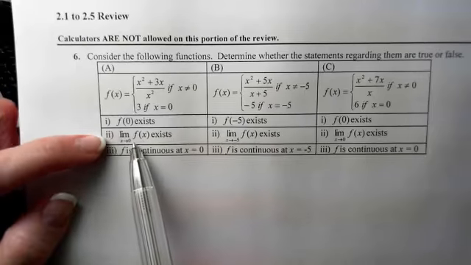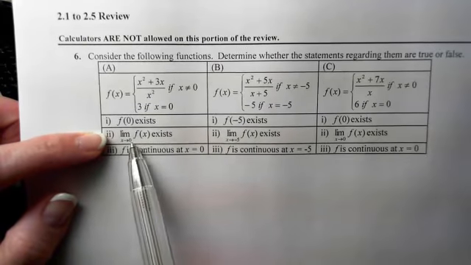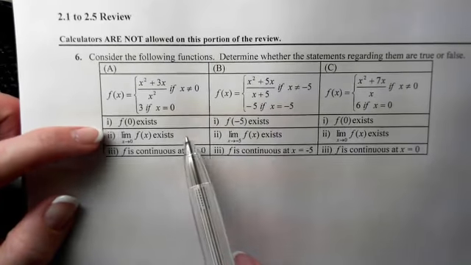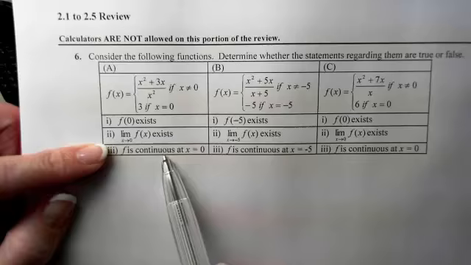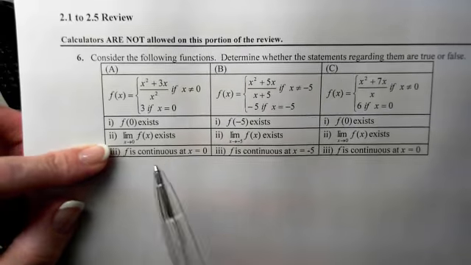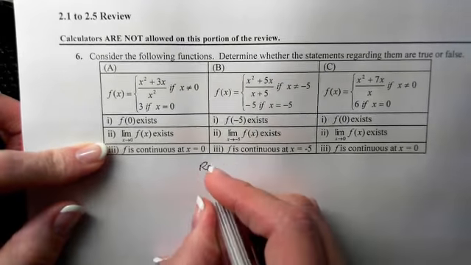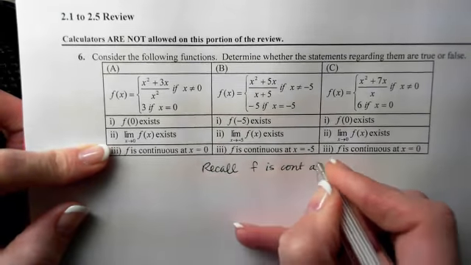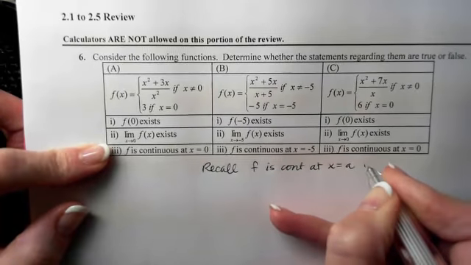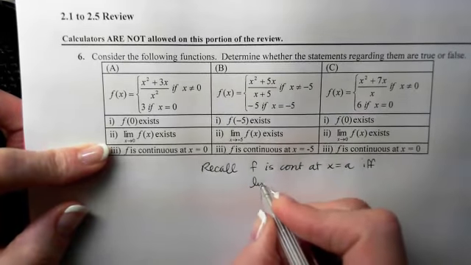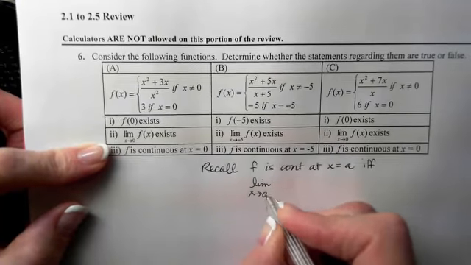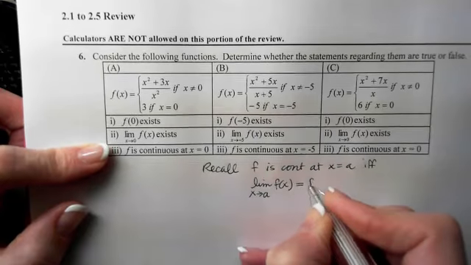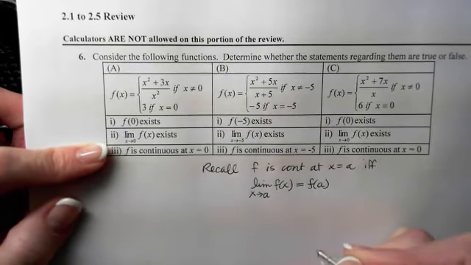Then it wants to know whether the limit exists at the joint. And then based on the answers from these 2, we can determine whether or not f is continuous at that joint. So let's recall that f is continuous at x equals a if and only if the limit as x approaches a of f not only exists, but it also equals the output of the function at a.